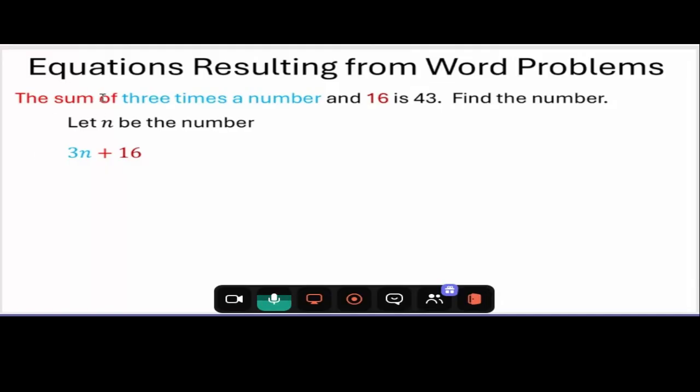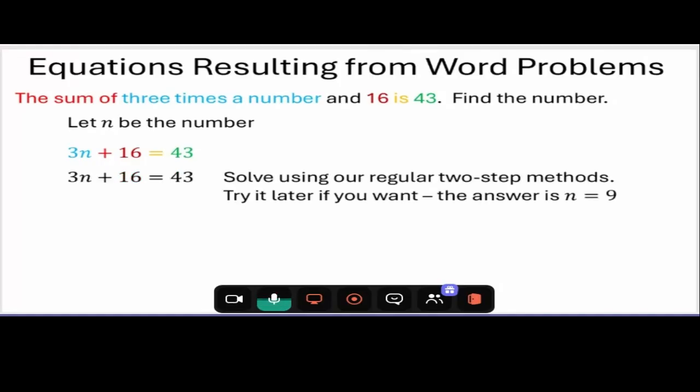The sum of, okay, 2 things are being added. What are the things? 3 times a number and 16. 3 times a number, 3n, and 16. Okay, let's carry on in the sentence. What's next? Is. Okay, we know what that means. Equal sign. And what is it equal to? In green, 43 goes on the right. So there is our equation that we have built from the word problem.